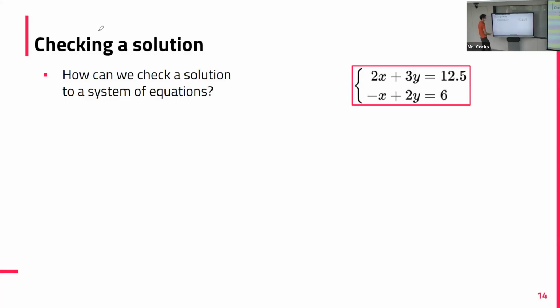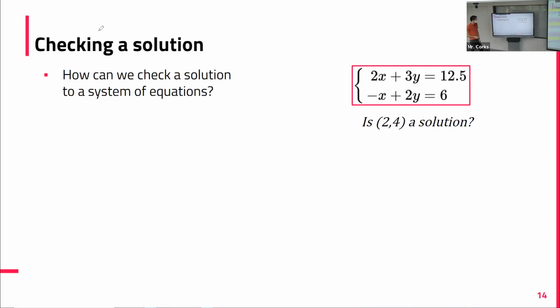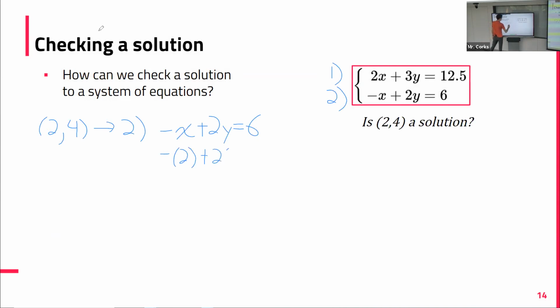All right, so we'll actually do that here. So this point 2, 4, is this a solution? We'll label these equation 1, equation 2. So take our point 2, 4, into equation 2. Write it out very thoroughly for the first one. Substitute in our values, 2 plus 2 times 4, 6. Okay, yes, both sides equal 6.